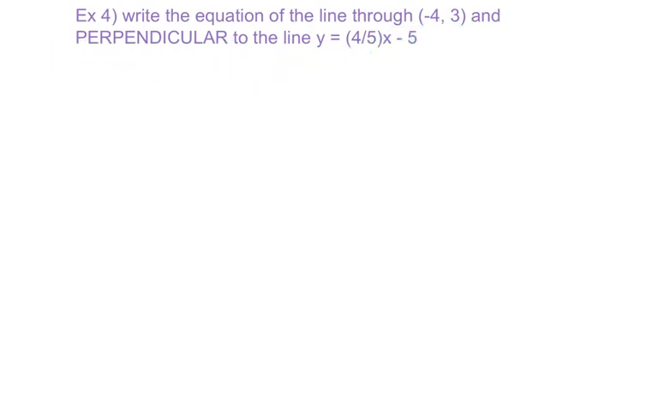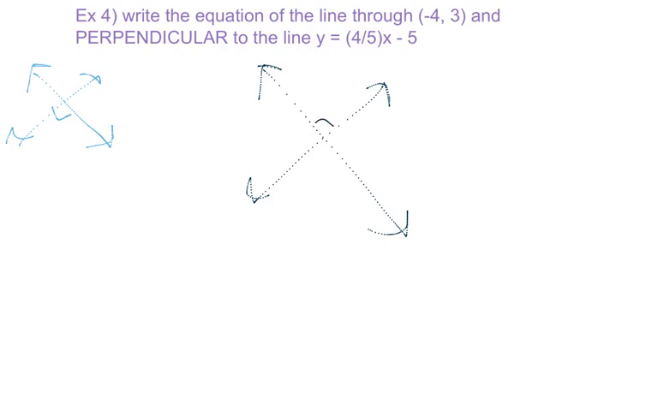So again, to review from geometry, perpendicular lines intersect at right angles. So this is me drawing by hand. It's not very nice, but I'm doing it anyway. And when these lines intersect, they should make right angles. So it could be anything as long as the two lines intersect at right angles, right? These are all perpendicular lines.